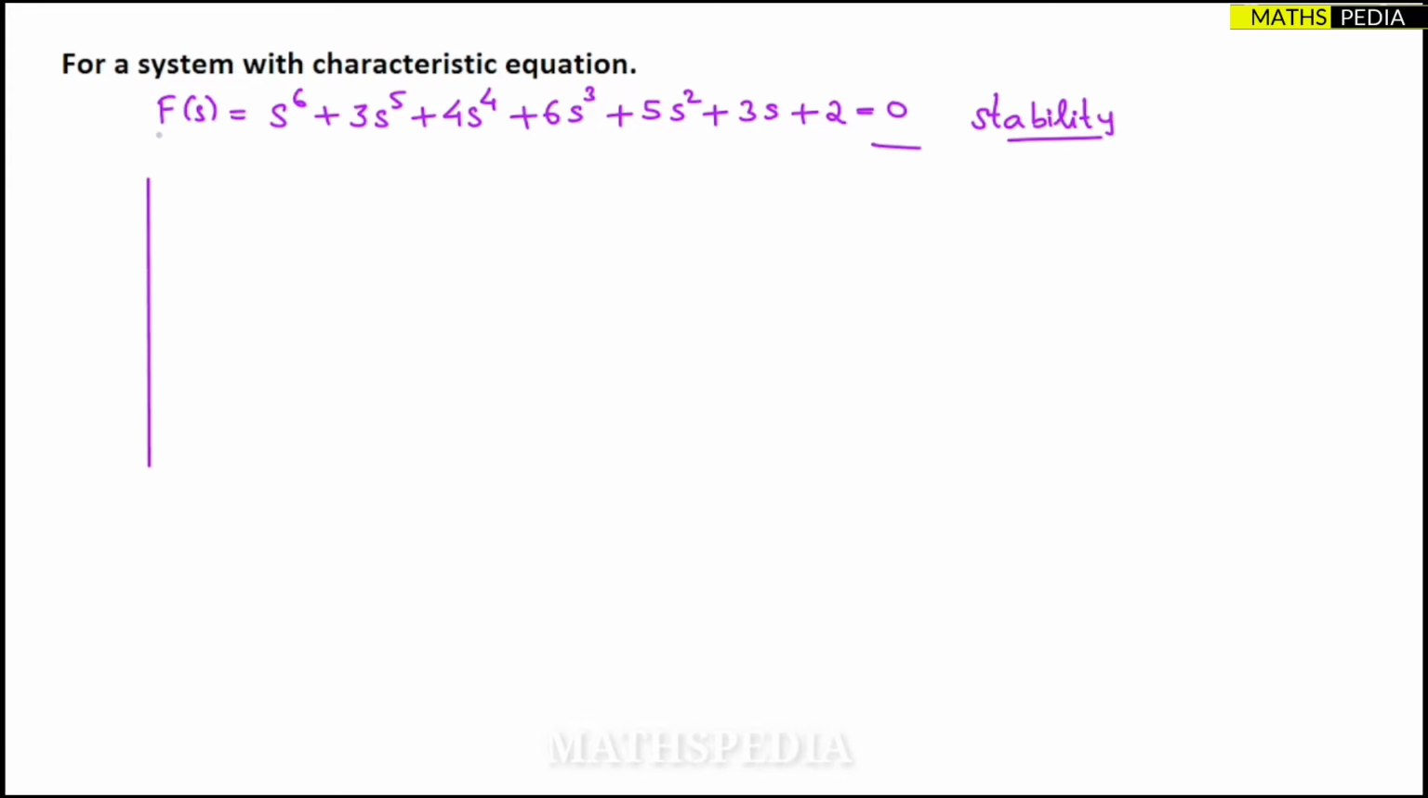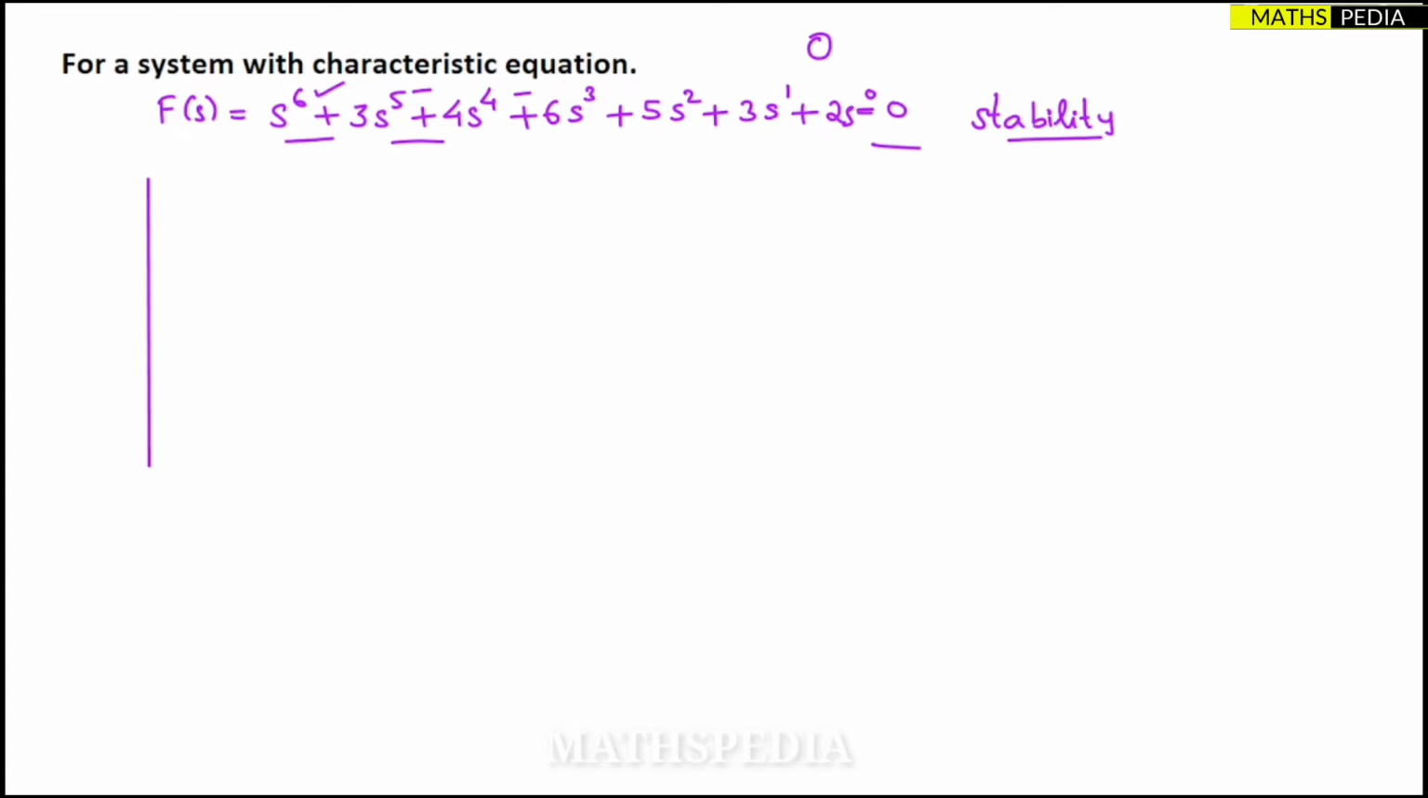Basically, one more thing you have to remember. The powers, you can see it is s power 6. It is given in decreasing order. If any power is missing, you have to consider its coefficient as 0. So in Routh's array, you have to take only the coefficient, only the coefficient of that s variable.